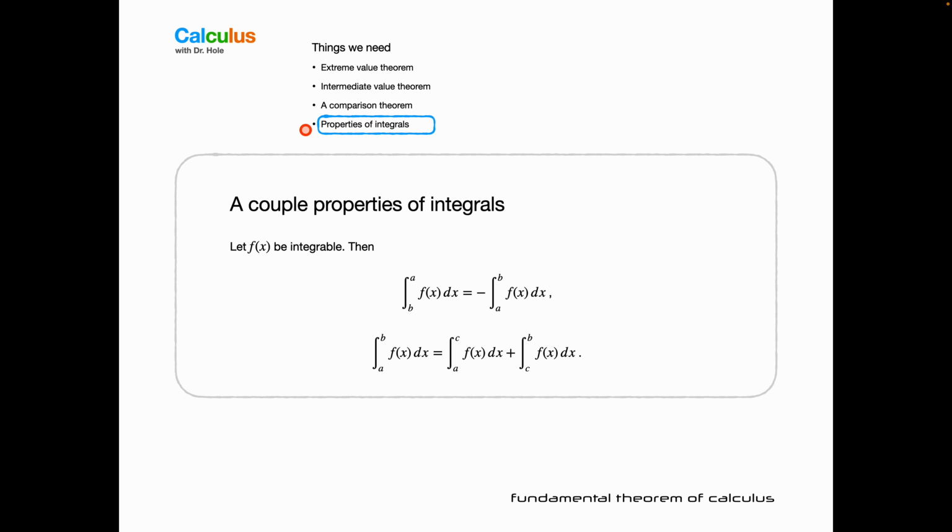Last thing that we're going to need is a couple of properties of integrals. Let's suppose that we have a nice function f that we can integrate. Then if we set up the integral of f where the bounds of integration are set up in one way and we swap the bounds of integration, then that's going to come at the cost of a minus sign. A second property of integrals is that if we set up the integral, we can break up the integral in any way that we like, provided that these two expressions make sense.